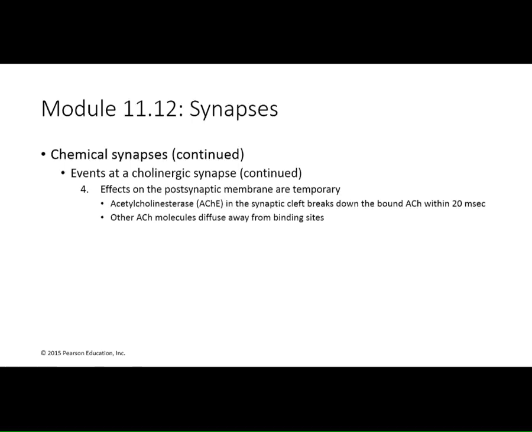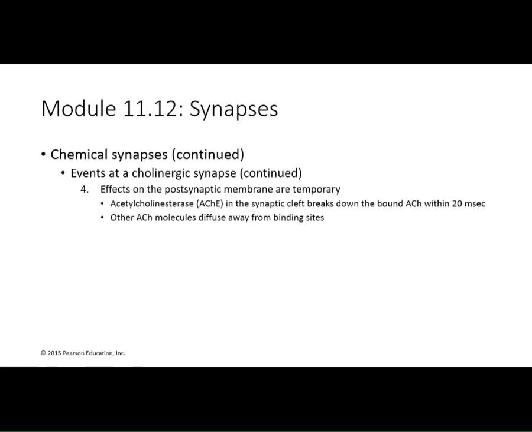Now that's a chemical synapse. And again, what happens at the postsynaptic cell is temporary because this is a local potential. Now, there's an enzyme involved in a chemical synapse that I want you to know about called acetylcholine esterase. Okay? Acetylcholine is a chemical.